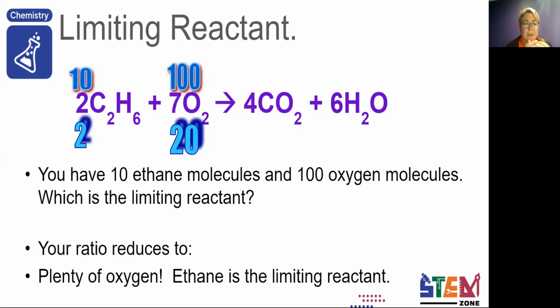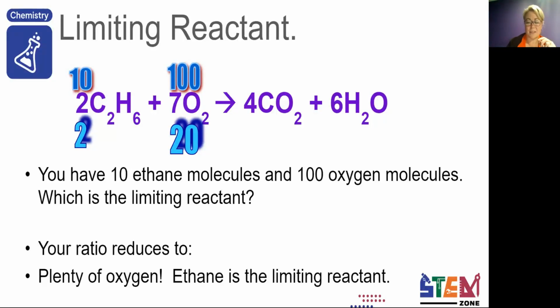But what you would do is say, okay, I've got 10 ethane molecules. I'm going to divide it by 2, multiply it by 7, okay? And that is going to tell me that I'm going to require, so what is that? 10 divided by 2, which is 5, times 7 is 35. I'm going to need 35 oxygen molecules to react with that. I've got 100. So oxygen is well in excess.